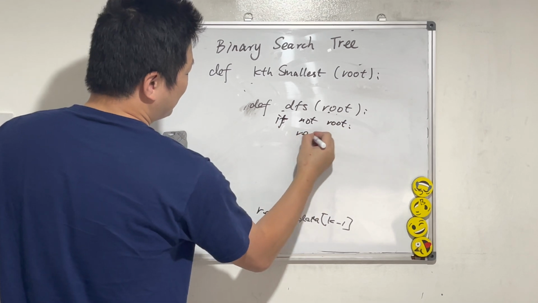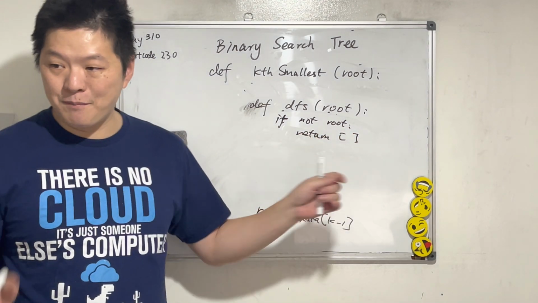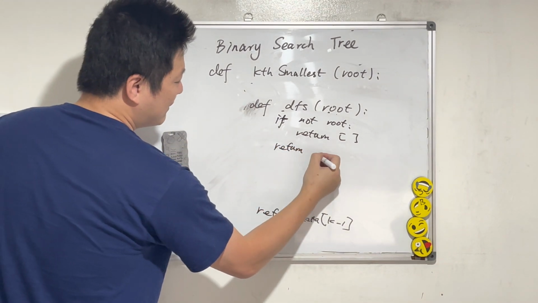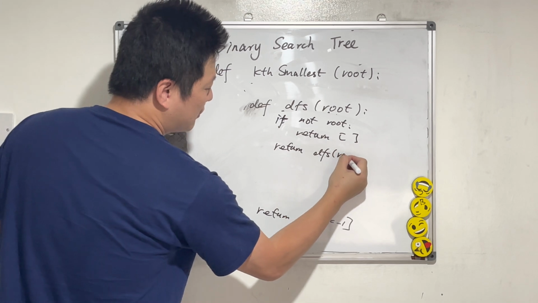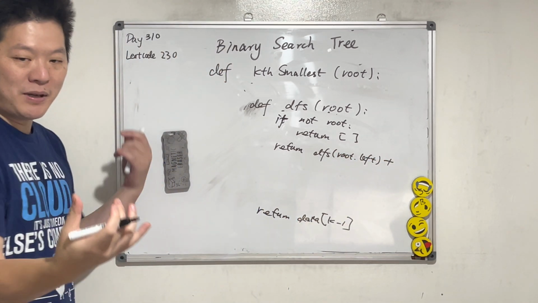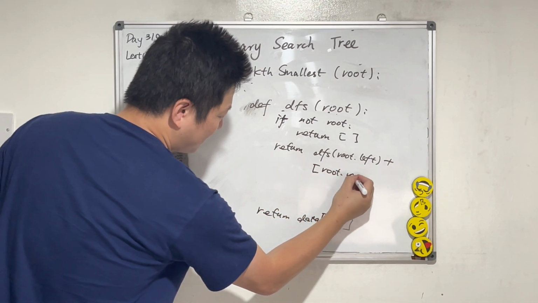If not root, we just return an empty list. Otherwise, we just return what? Return dfs(root.left) plus, because we want to plus together, plus root.value, the current node.